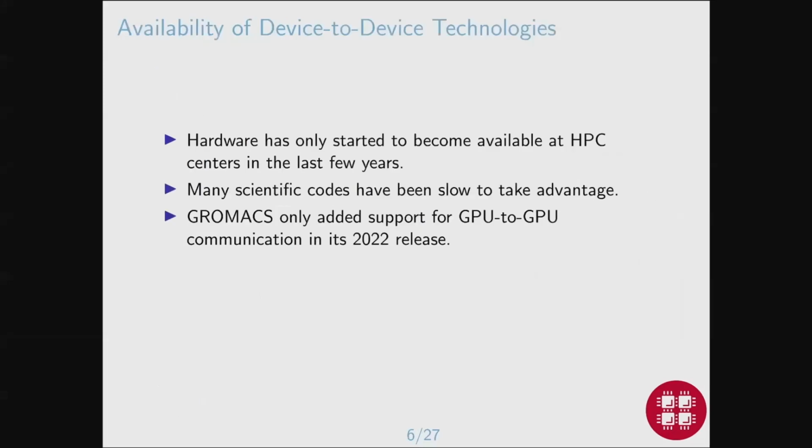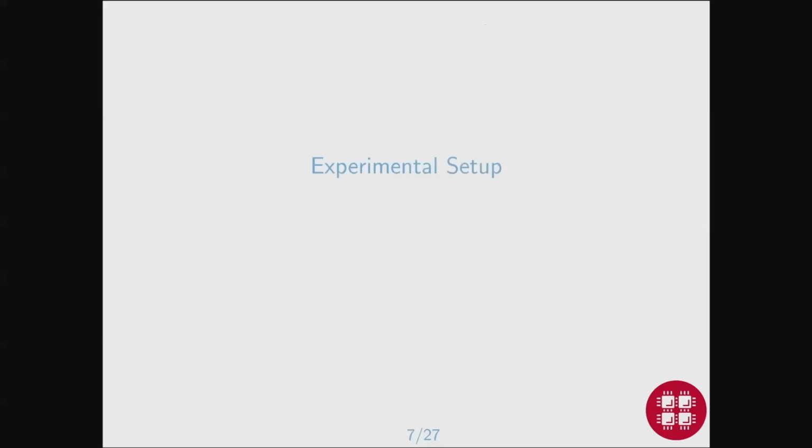As I said, the MPI libraries have supported this for a while, but the hardware has really only started to be available at academic HPC centers in the last few years. And as a result, many scientific and research codes have been slow to take advantage. As another example, another very popular computational chemistry code is GROMACS, and they just added GPU communication in their release in 2022.